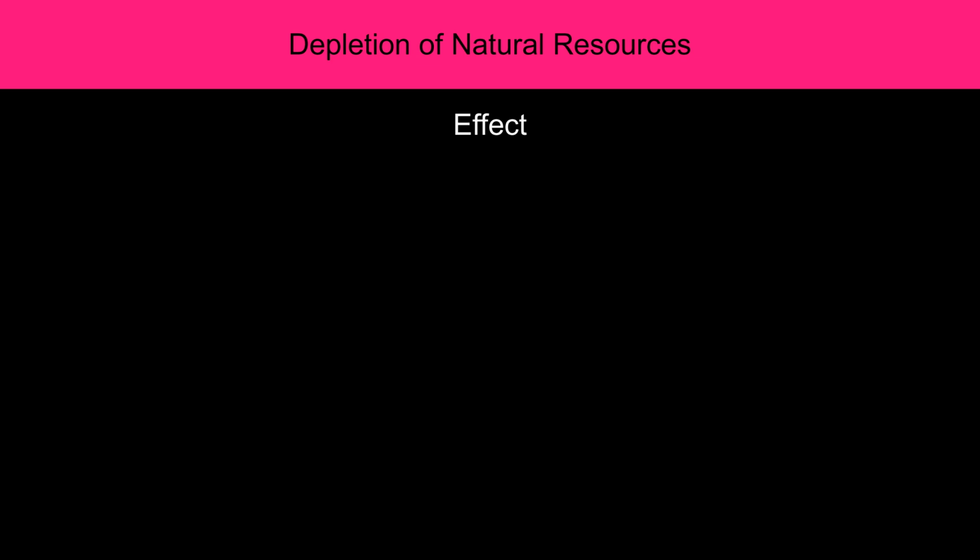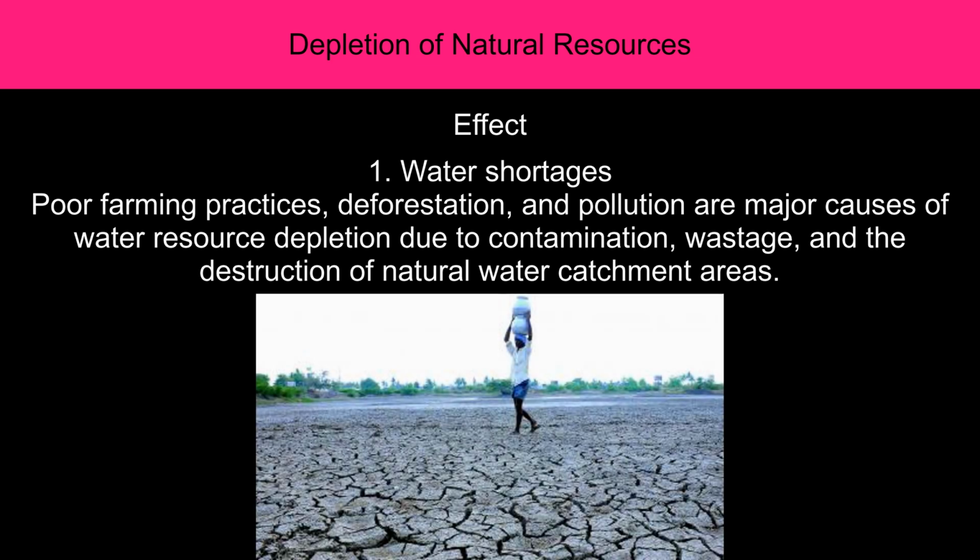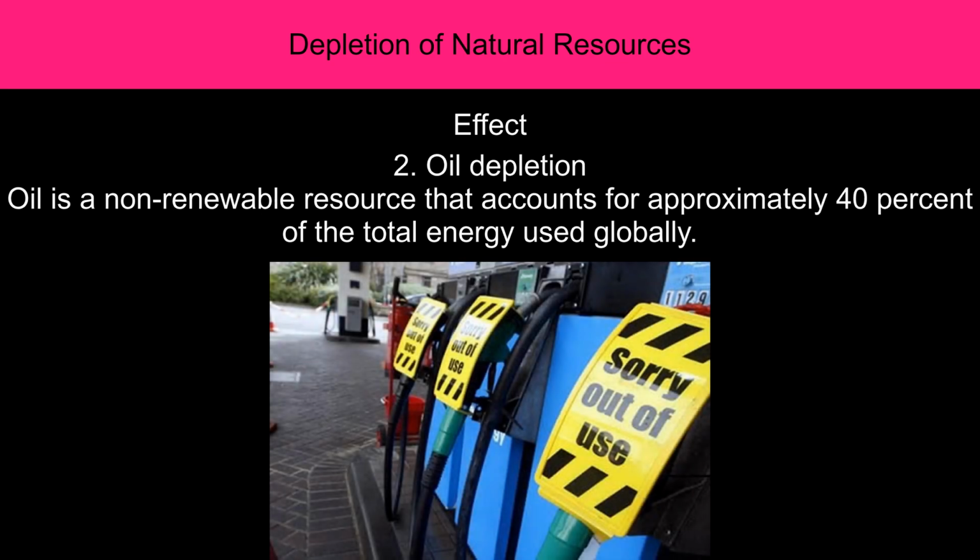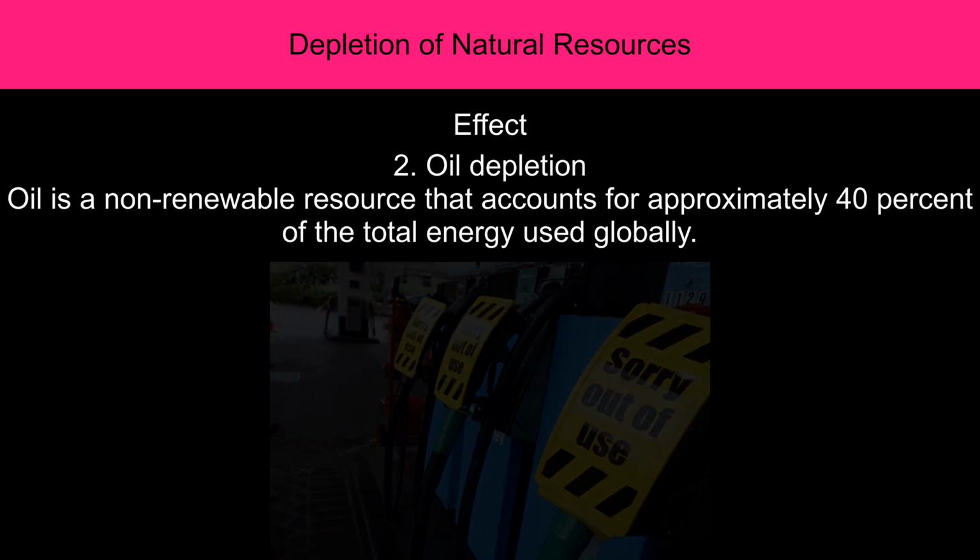Effects. 1. Water shortage. Poor farming practice, deforestation, and pollution is a major cause of water resource depletion due to contamination, wastage, and the destruction of natural water catchment areas. 2. Oil depletion. Oil is a non-renewable resource that accounts for approximately 40% of the total energy used globally.